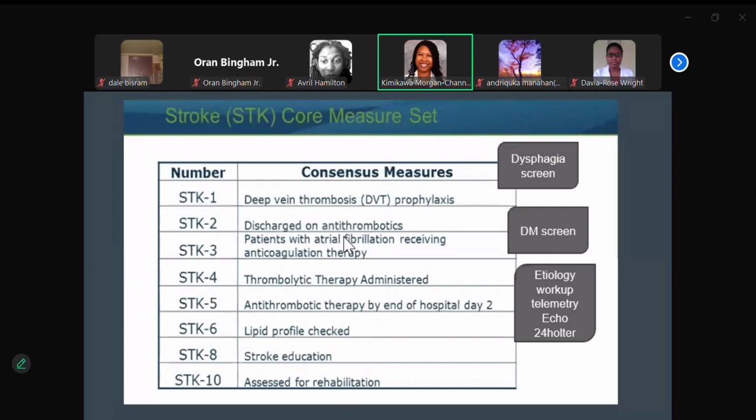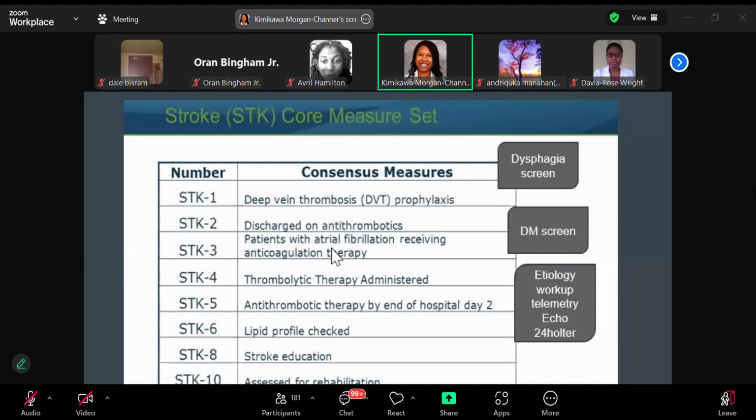Notice this is called discharge core measure. All right, everybody must have antithrombotics to prevent stroke, and statin. Any question?